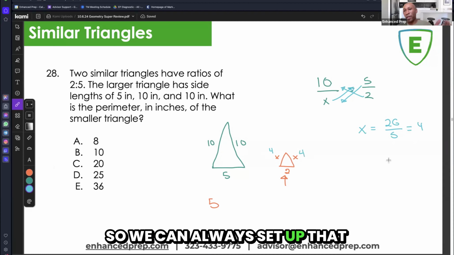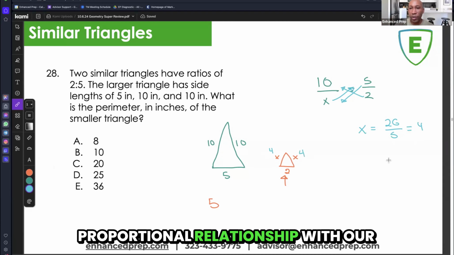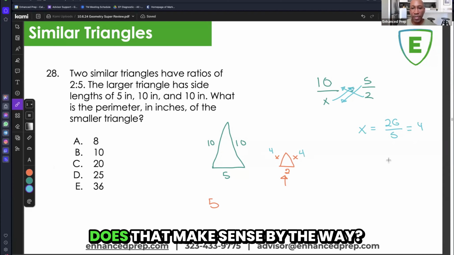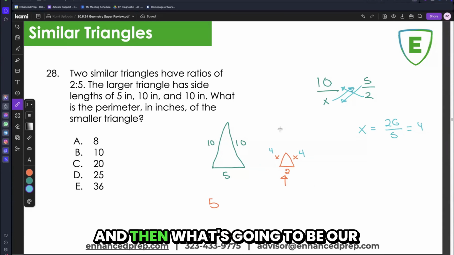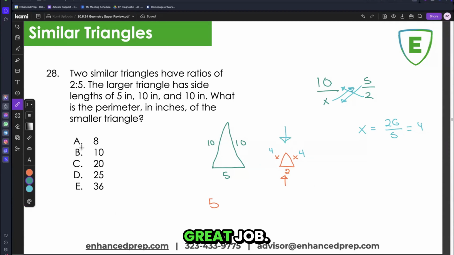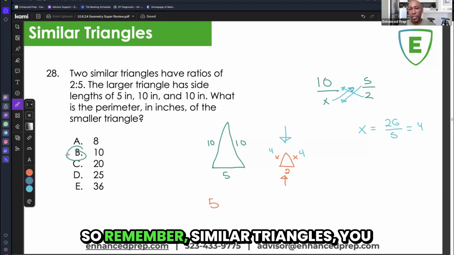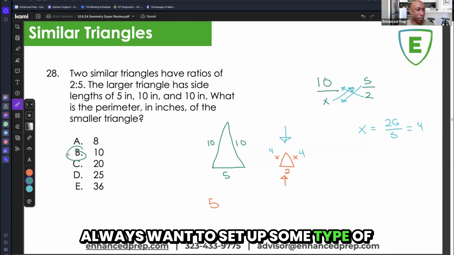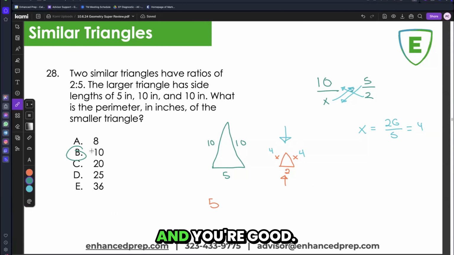So we can always set up that proportional relationship with our similar triangles, right? In the ratio. Does that make sense, by the way? Awesome. And then what's going to be our perimeter of our smaller triangle? Great job. Okay. So just remember, with similar triangles, you always want to set up some type of proportional relationship to be able to solve those, and you're good.